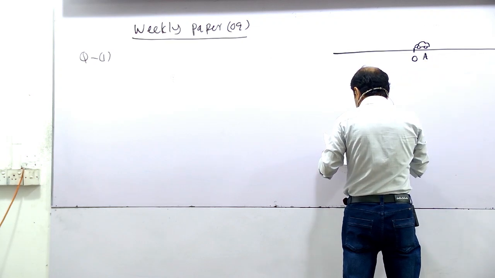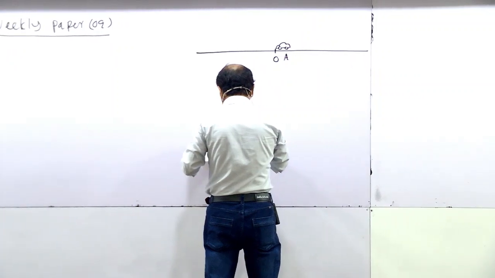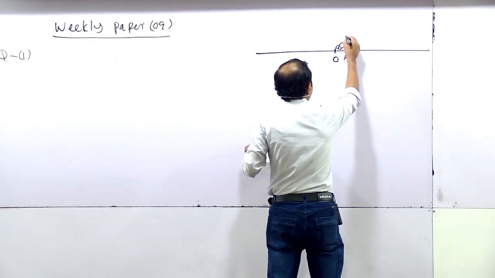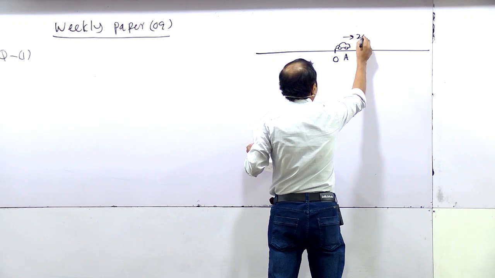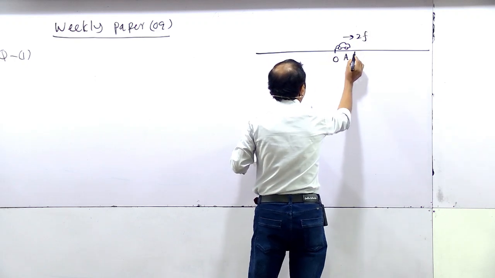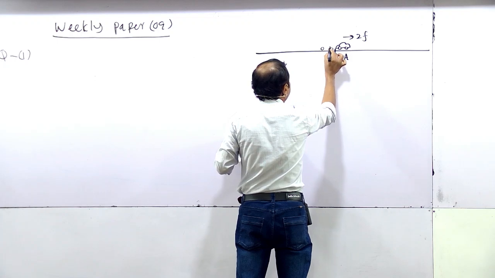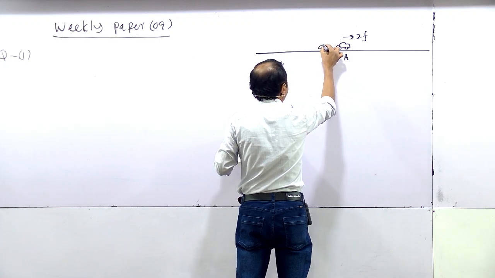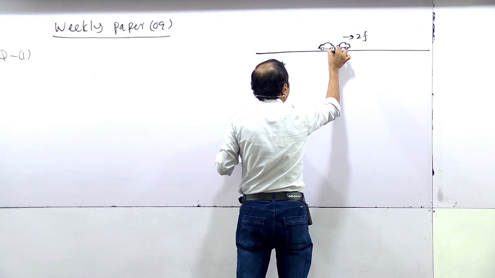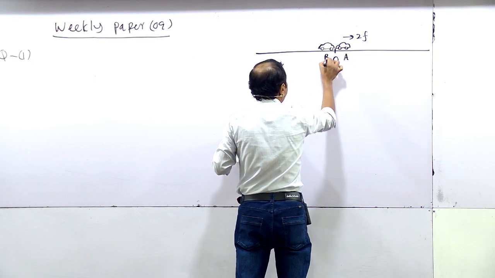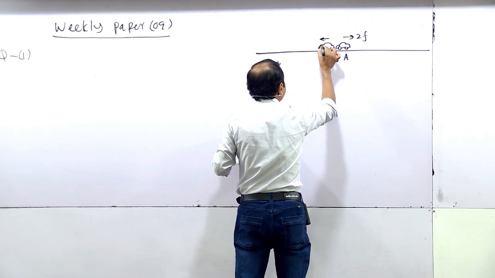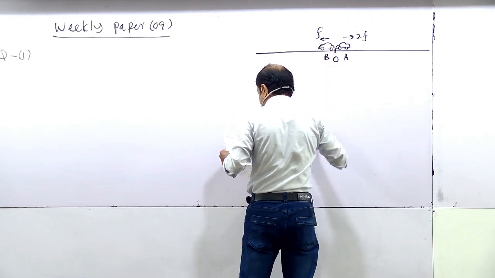Yes, that moves with acceleration 2f. Suppose this direction. And the car B, right here, moves in the opposite direction. Remember. Car B is this, moving in the opposite direction this way with acceleration f.